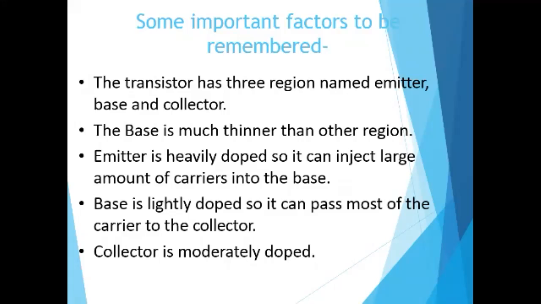The base is lightly doped, so it can pass most of the carriers to the collector. The collector is moderately doped. Heavily doped, lightly doped, moderately doped. So the emitter is heavily doped, the base is lightly doped, the collector is moderately doped. Depending on the doping, on the impurities added, the elements function. The emitter is heavily doped, that is very strong. The base is lightly doped. The collector is moderately doped.